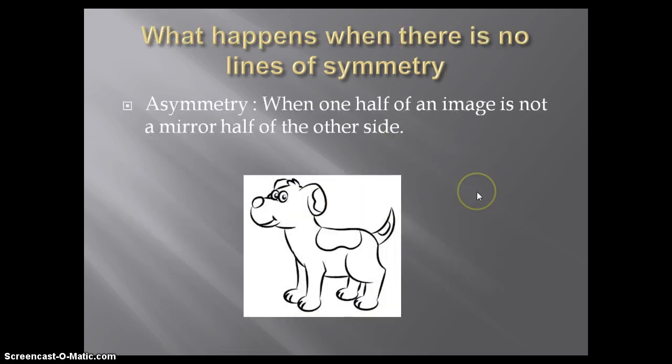Now in nature, there are sometimes no lines of symmetry. When this happens, it's called asymmetry. It's when one half of an image is not exactly a mirror image of the other half. As you can see on this dog, if we were to cut it this way, the dog's head would match up with the tail, which means that there's no symmetry. If you were to cut it this way, you'd see that there will be either two heads and tails or 4 or 8 feet. So there's no symmetry in this picture at all.